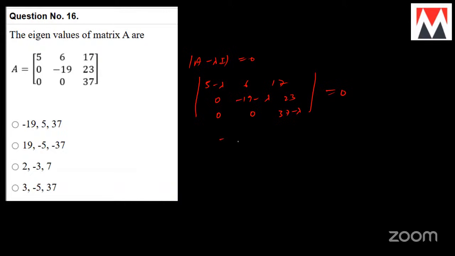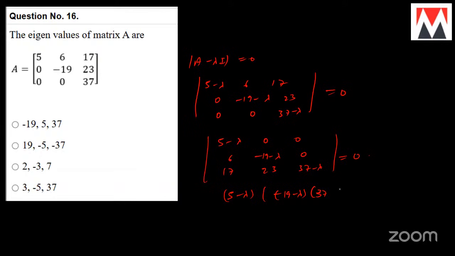You can also write this as 5 minus lambda, 0, 0, 6, 17, and this can be written as minus 17 minus lambda, 23 can be written here. So you can write 0, 37 minus lambda. So overall, you'll be getting 5 minus lambda into these two options, minus 17 minus lambda into 37 minus lambda equal to 0. So overall, your values are 5, minus 19, 37. So the answer is A.